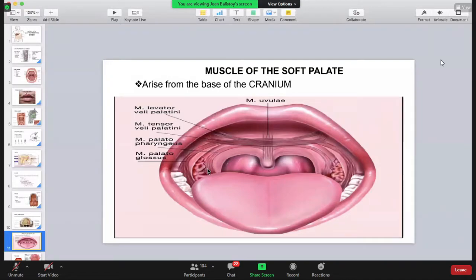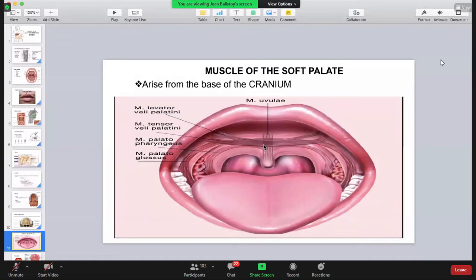The last muscle is the musculus uvulae. This one at the middle. The musculus uvulae comes from the posterior nasal spine going to the palatine aponeurosis. It is innervated again by the vagus nerve. What does it do? It shortens the uvula. So it pulls it up superiorly.